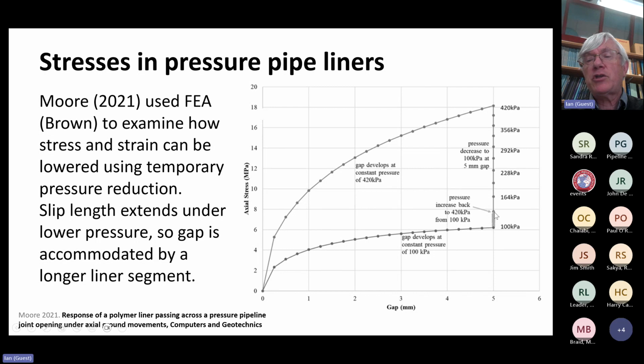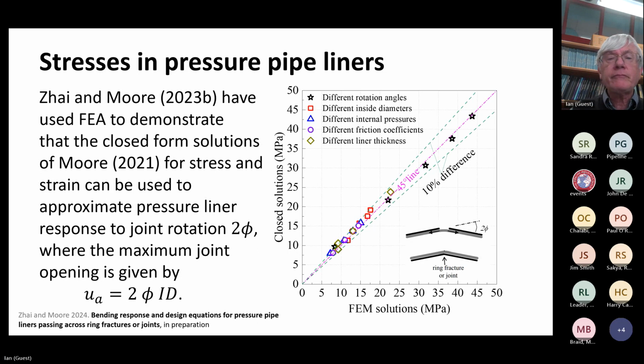We can then repressurize the system back to, say, the 420 kilopascals, and we'll only partially recover axial stress. So it's a convenient way that we can consider of managing that tensile stress in the liner, which will allow it to then last a lot longer during a long-term service life.